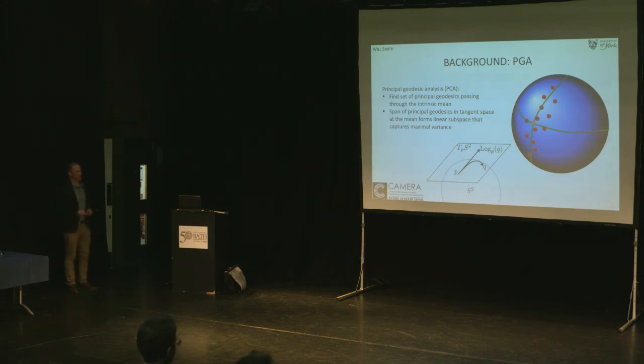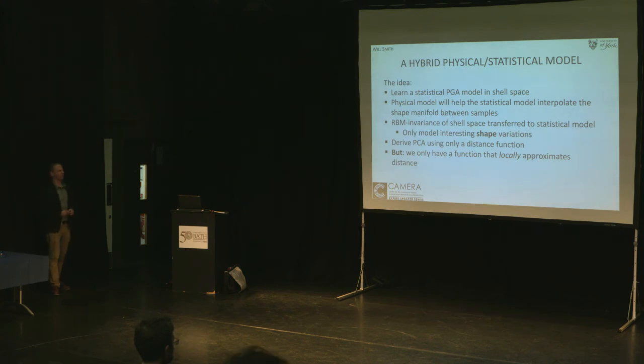So we're going to do something similar, but with one proviso. We're going to learn a statistical model in this space where distance is measured by dissipation of elastic energy. This will give us some notion of a physically plausible deformation. The physical model is going to help us interpolate between our samples, but because we're using a distance measure that's rigid body motion invariant, the whole model will be rigid body motion invariant.